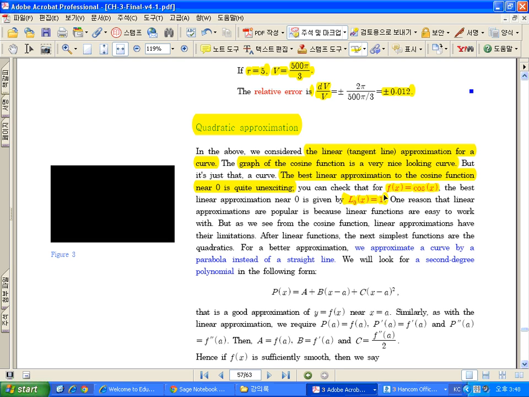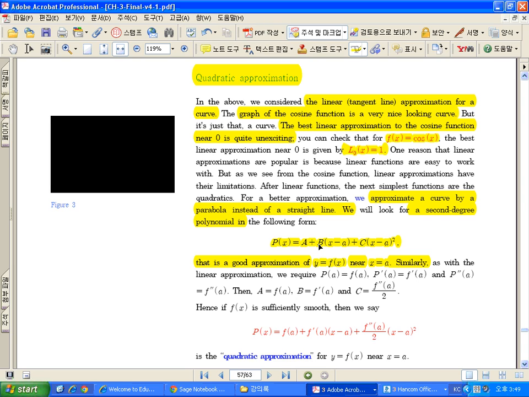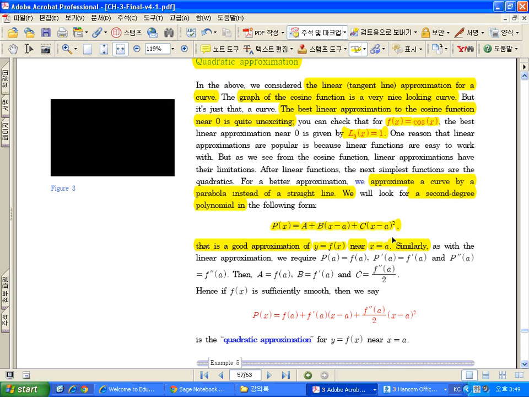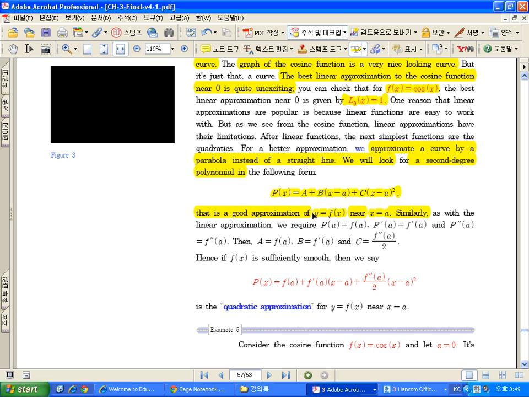But the difference between these two functions is so big, so the linear approximation does not work well for certain curves. So we need to think of a better approximation for general curves. We now consider the quadratic approximation over the linear approximation. So we approximate a curve by a parabola instead of a straight line. We will look for a second degree polynomial like this: P of x is equal to a plus bx plus cx squared. We will show this approximation is better for approximating the given curve near x is equal to a in general.